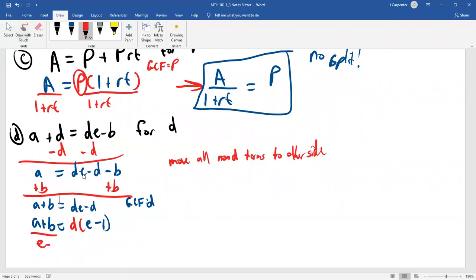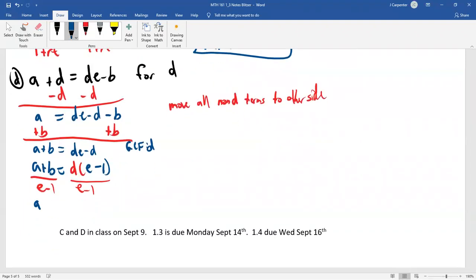So let's divide by the E minus 1, giving us our answer. And it ain't pretty, but that's perfectly fine. A plus B over E minus 1 is equal to D. This is actually not the only form of the answer. This one can be split into A over E minus 1 plus B over E minus 1. See, I'm not splitting across the bottom sign, I'm splitting across the top sign.